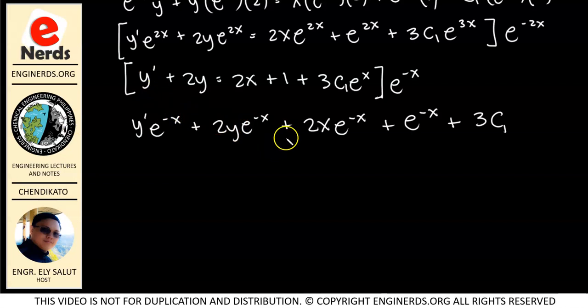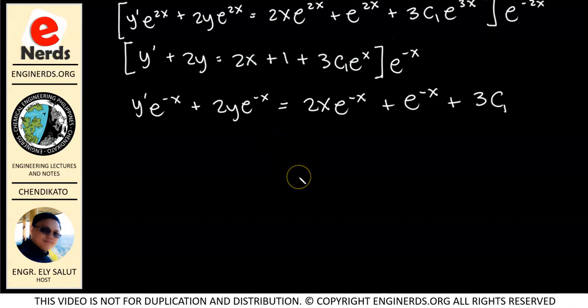2y e to the x. So, this should be equal sign. Okay. Sorry for that. This is equal. Okay. So, now we can continue.